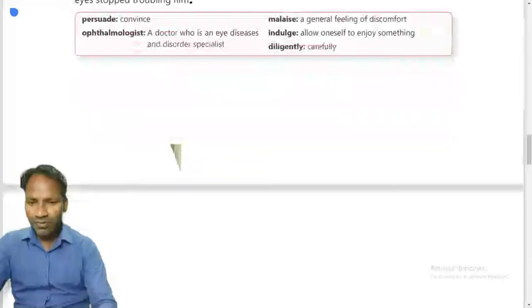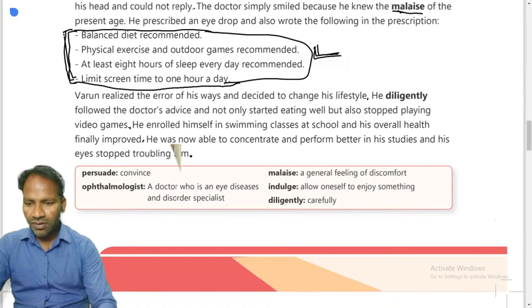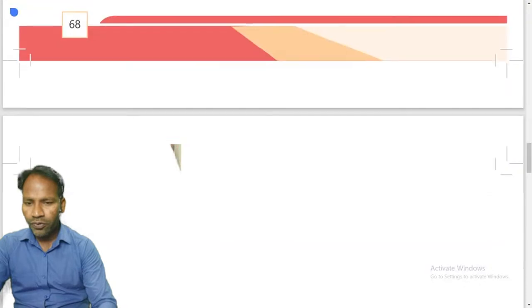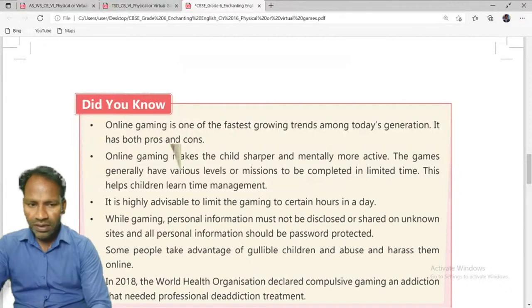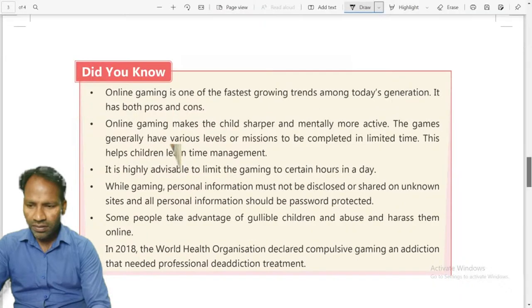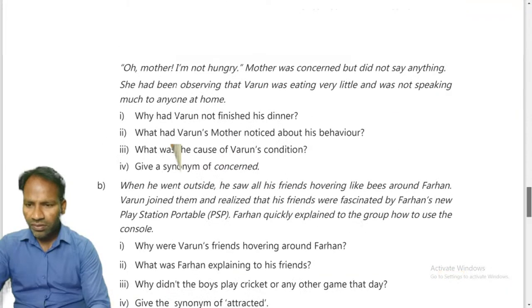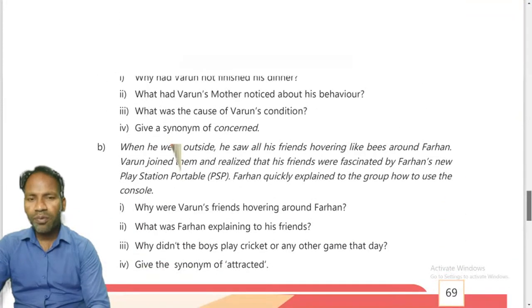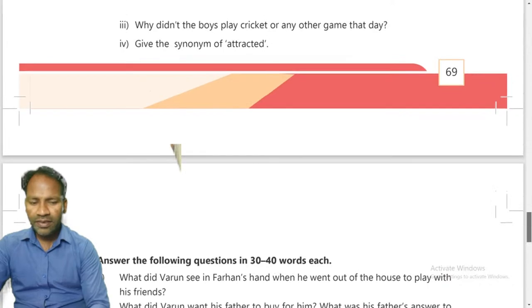I'll tell you the questions. Just a minute. So Word Galaxy, I suggest you all learn all the new words from the lesson, because the words used in the lesson are new for you. So you learn these words, and apart from the words, see the textual question answers. These are the question answers. I'll tell you the answers. You can pause the video and get the answers of these questions. I'll show you the answers also. This is the textual exercise of this lesson.